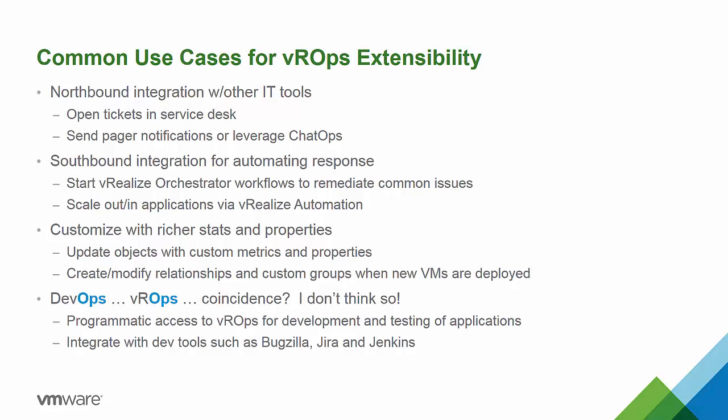ChatOps is a big thing now, and people want to be able to have notifications sent to things like Slack or other communication systems. Those are all important, as well as being able to take those alerts and maybe do some automated remediation with them. And let's not forget about DevOps. vROps is a big part of DevOps by virtue of being an operational management platform, so I don't think it's a coincidence that these two can really work together. What I'm going to show you today allows developers to take advantage of some of the capabilities, or all the capabilities, of vROps as part of their development process.